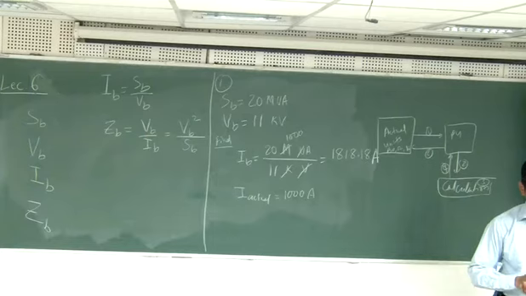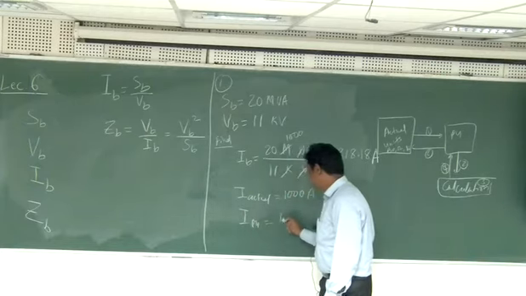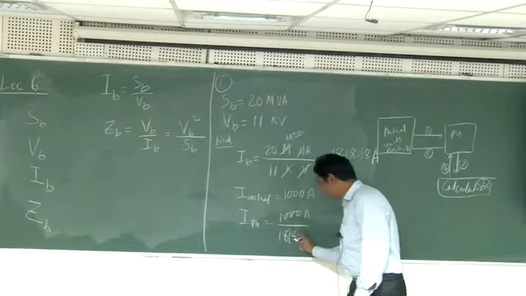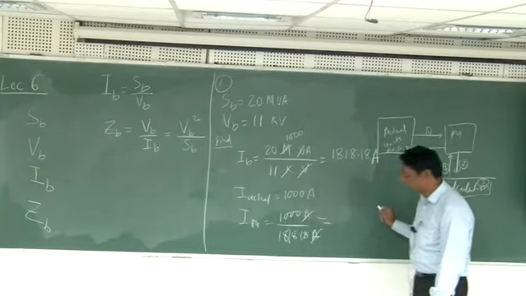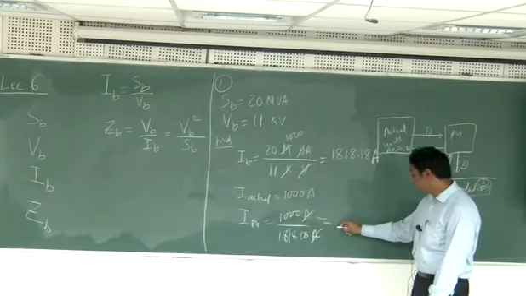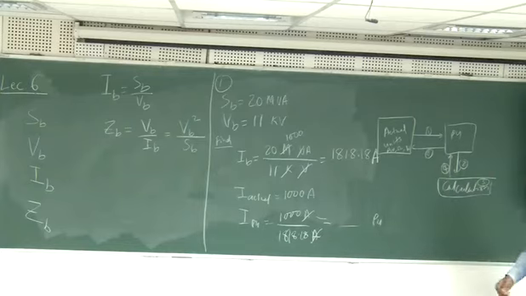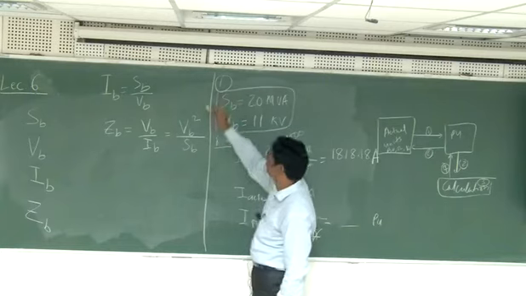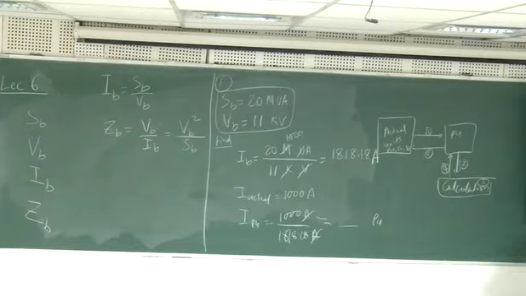That will be my I per unit. So I per unit will be 1000 amperes divided by 18.18 amperes. So amperes will cancel, and then I'll get some number. Okay, so that will be the current in per unit. So this is consistent with this chosen system of base. All right. So what is left to be done in this?